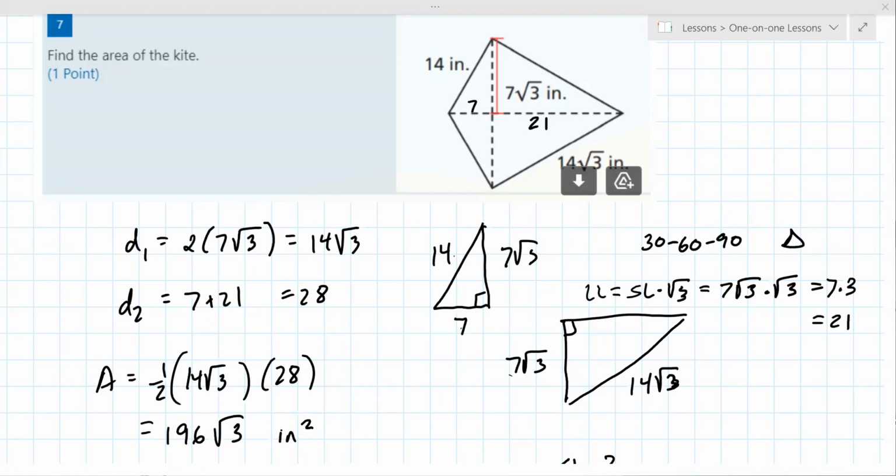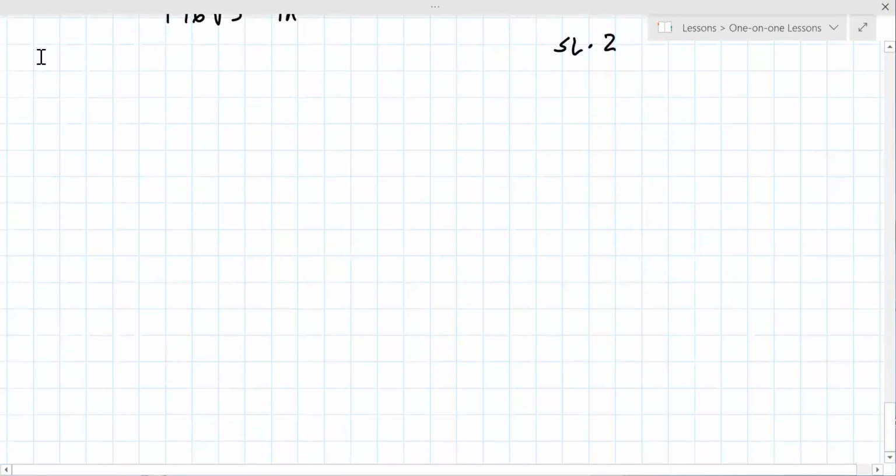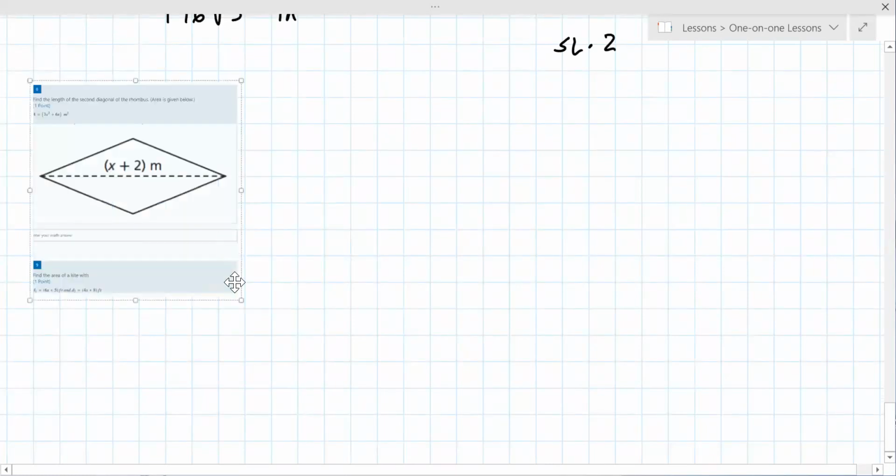All right, is it okay if I move on to number 8? Yeah. Okay. All right, so how about the area of a rhombus? That's what this one is all about. Do you remember the formula for that? I have it, but I don't remember it.